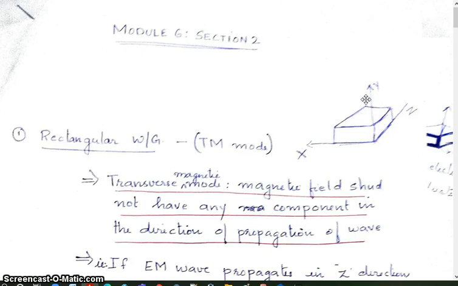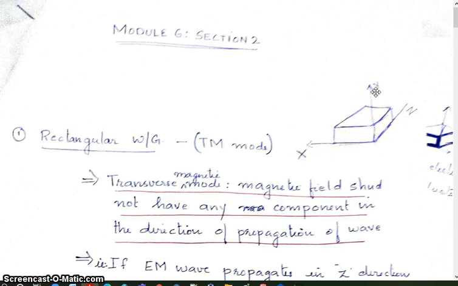So good morning all. In this section we will see some facts related to rectangular waveguide. So rectangular waveguide, as the name suggests, is rectangular in shape, and here you can see a rectangular waveguide. This is the z-axis, this is the x-axis, and this is the y-axis.